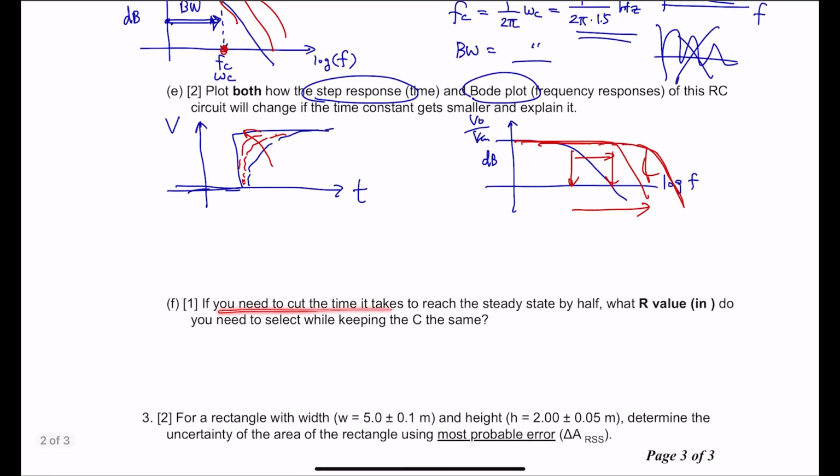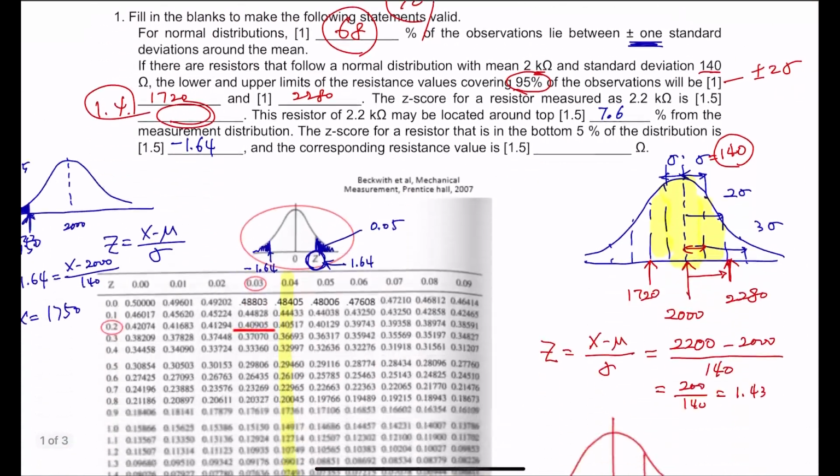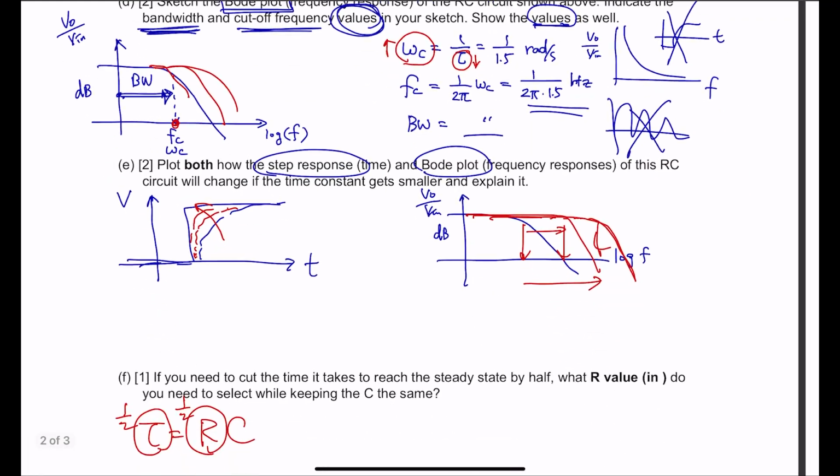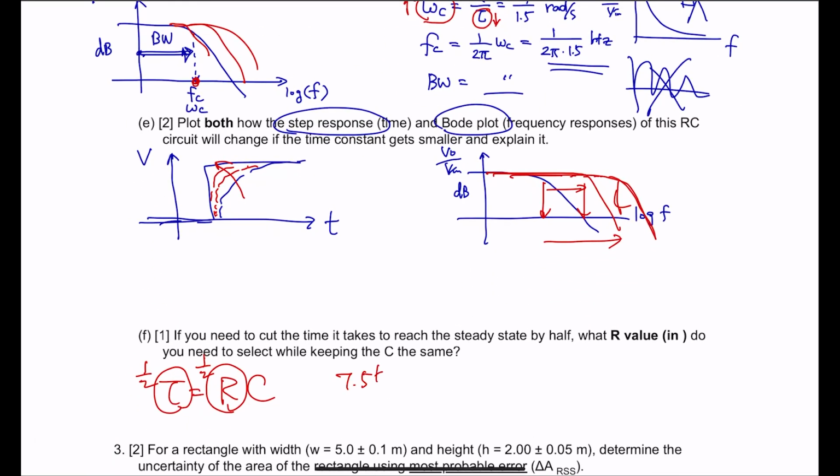And if you need to cut the time it takes to reach the steady state by half, what's going to be the R value? Okay. You need to select while keeping the C the same. Tau is what? RC. You need to cut this thing into half. Then this guy needs to be in half. Right? So whatever R we had, I think we had 15K, right? Yeah, 15K. Then here we're looking for 7.5 kilo ohm.